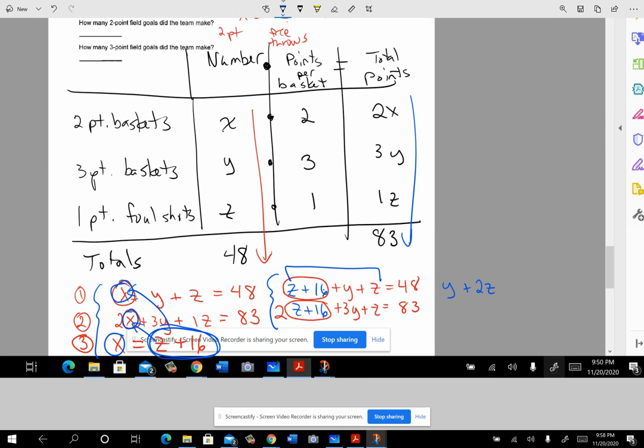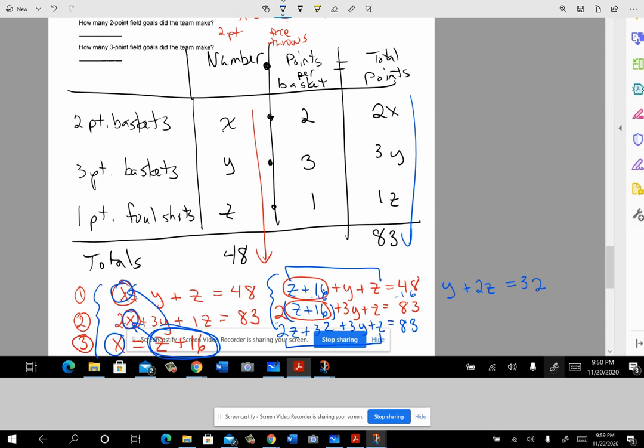And then see that 16? Let's move it over out of the way. Then that would have to equal 32. Now your numbers will be different, but you'll have something similar. This one's got a little more work involved because I had that 2 out in front of the X, so I have to distribute first. This would be 2Z plus 32 plus 3Y plus a Z, and notice I'm putting that little extra mark on my Z's so I don't get it mixed up with my 2's, equals 83.